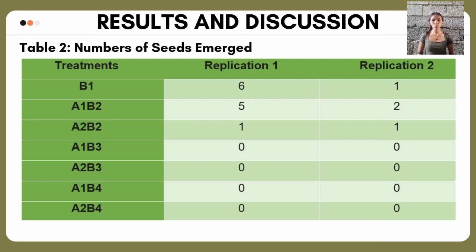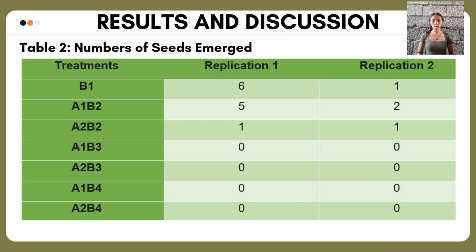So, the replication 2 mirrored some of these trends, with the control group or B1 once again displaying the low emergence at 1 seed compared to replication 1. So, the A1B2 treatment had 2 seeds showing a similar pattern as in replication 1. Interestingly, the A2B2 treatment in replication 2 displayed consistent emergence with replication 1, also yielding 1 seed.